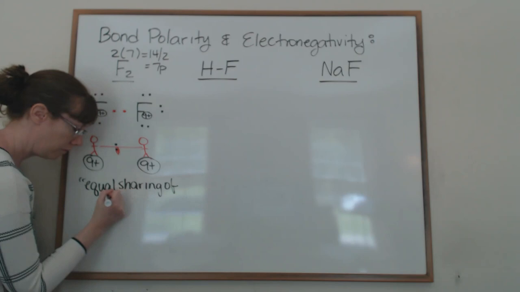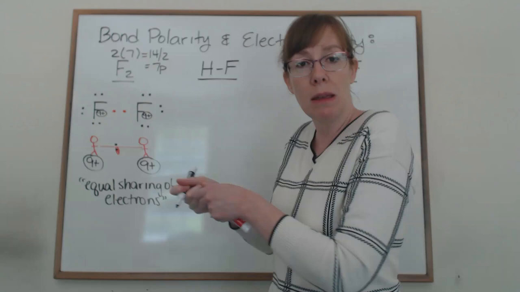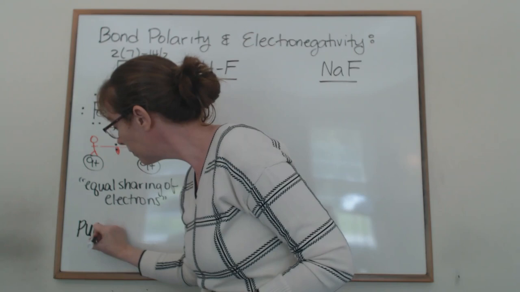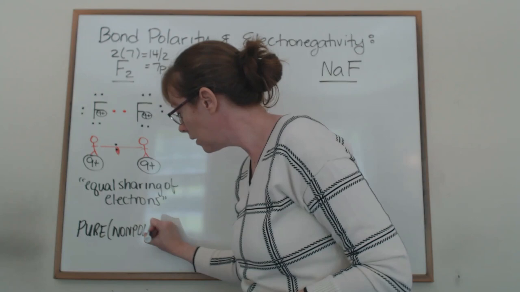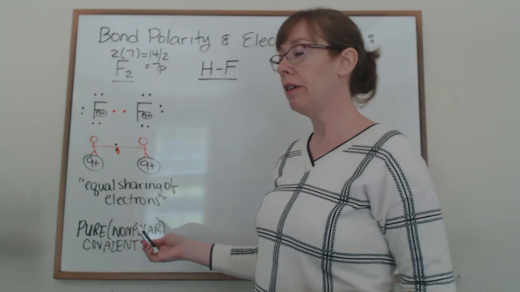And when you have equal sharing, in other words, the electrons lie literally right in the middle of the two atoms because they're being pulled from both sides with the same amount of strength. This is what we call a pure, sometimes known as a nonpolar, those would be synonyms, covalent bond. Covalent meaning sharing. So pure sharing, equal sharing of electrons because you've got the same atoms doing the pulling.